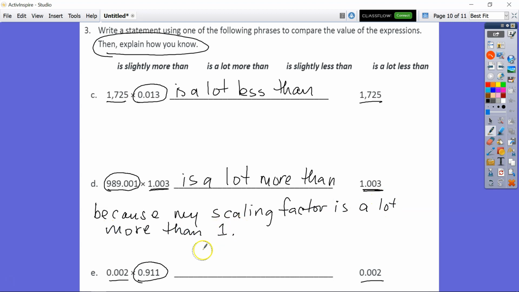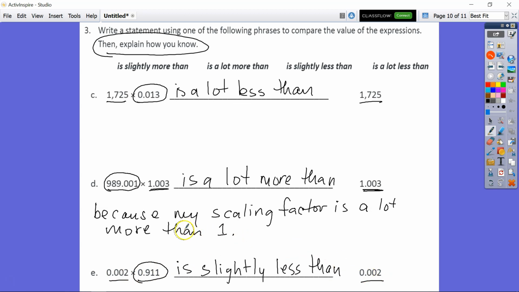All right? And now here, I know that my scaling factor is around 91 hundredths. 911 thousandths is around 91 hundredths. 91 hundredths will be 91% on the test. 91 out of 100, or 911 out of 1,000. So I know that this is slightly less than 1. So therefore, the product of these two numbers is going to be slightly less than this number here.